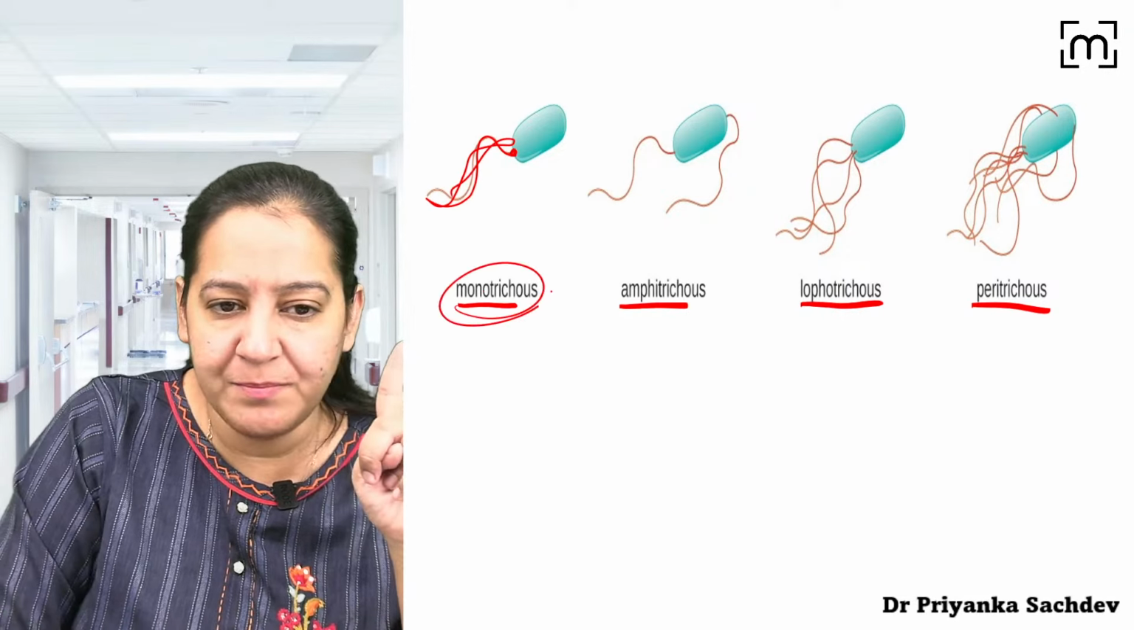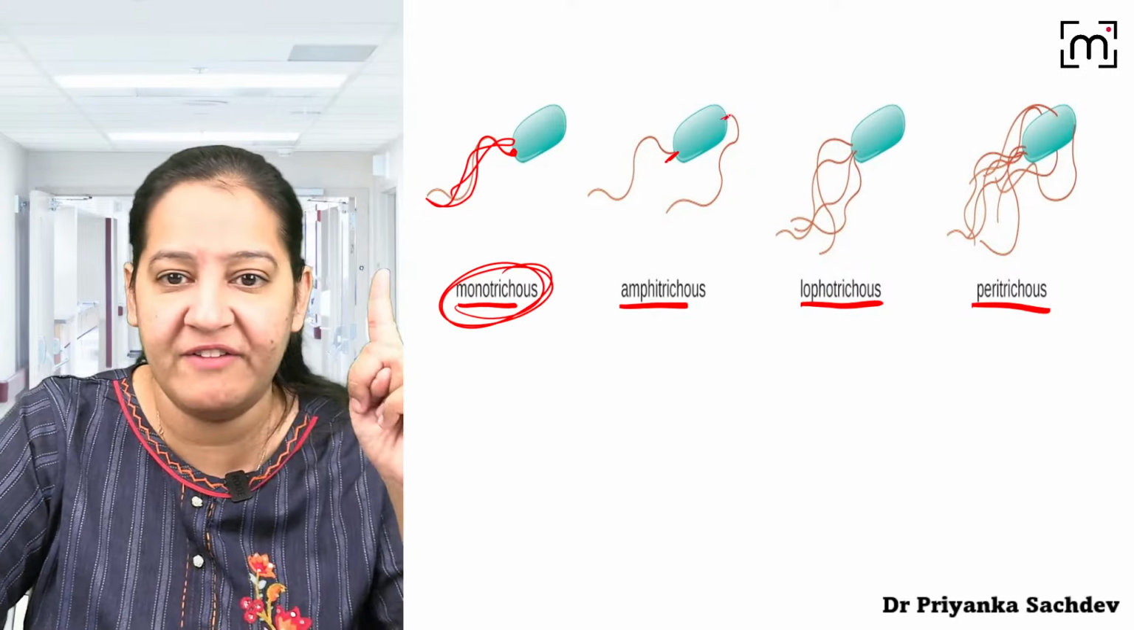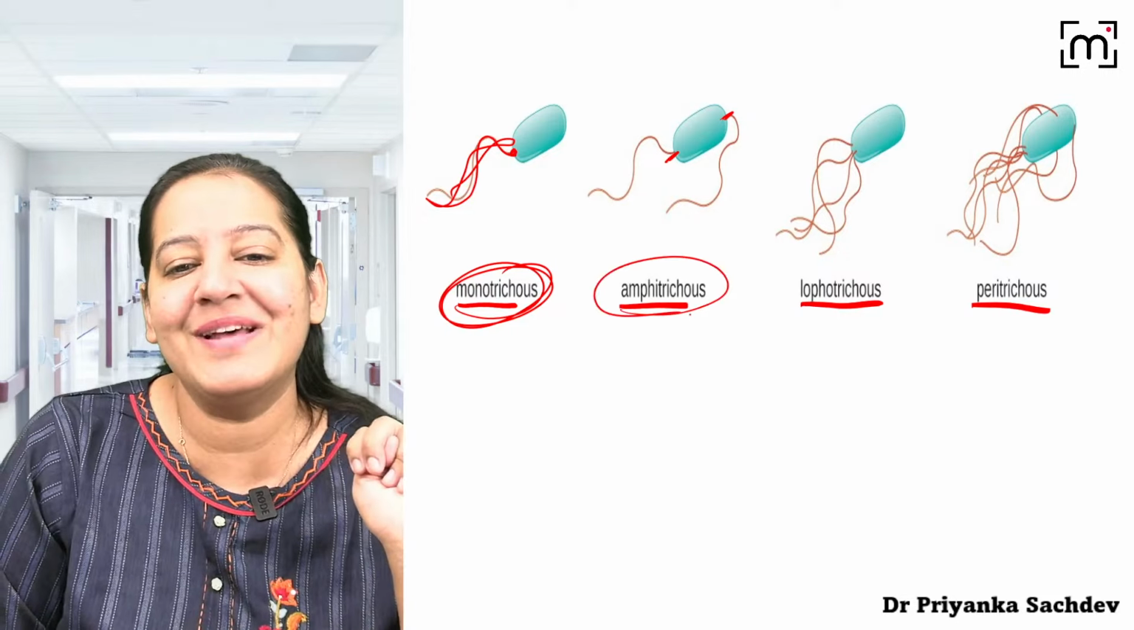So it is known as monotrichous. Only one flagella at one end. Here, one flagella at one pole, one flagella at the other pole. North pole, south pole. So 2 flagella are there. It is known as amphitrichous.